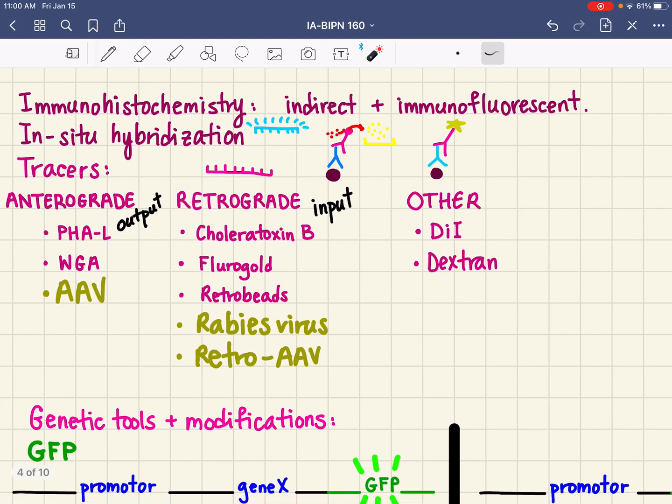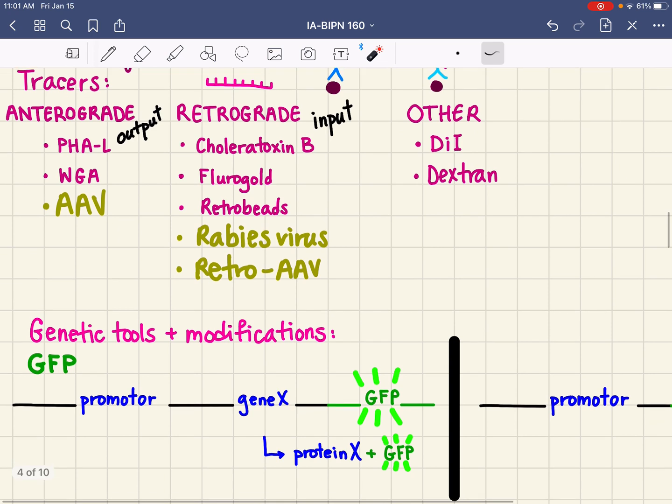So anterograde tracers include FAL, WGA, AAV. AAV is in a different color because this is a viral anterograde tracer. Retrograde tracers include cholera toxin B, Fluorogold, and retrobeads, and it also includes rabies virus and retro AAV, and these are also in a different color because they are viral tracers. We will talk a little more about the rabies virus as a retrograde tracer in the future.